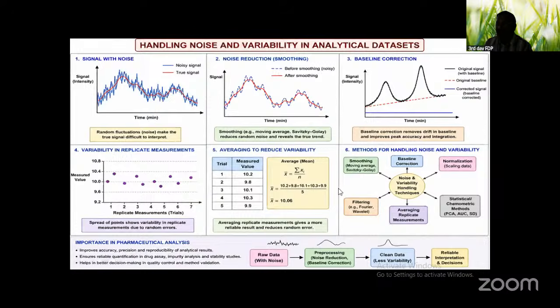What is the importance in pharmaceutical analysis? It improves the accuracy, precision, and reproducibility of analytical results, and is also reliable for the quantification of drug assays, analysis of impurities, and stability studies. It also helps in better decision making in quality control and method validation. Here, at the bottom of the slide, once you have given the raw data, it pre-processes and cleans the data, where you will get less variability and obtain reliable information and a neat and defined peak of the chromatogram.